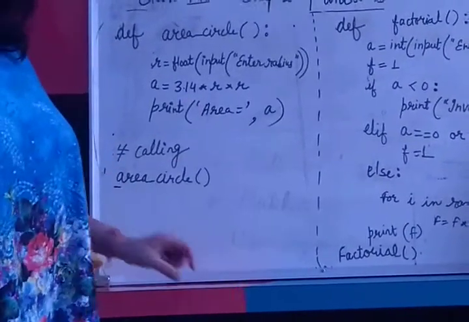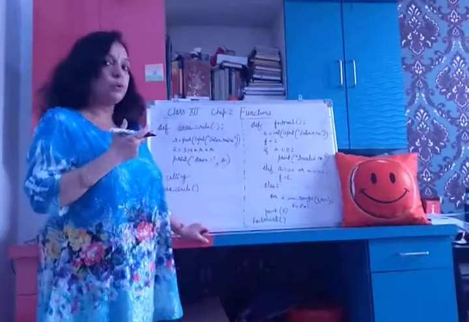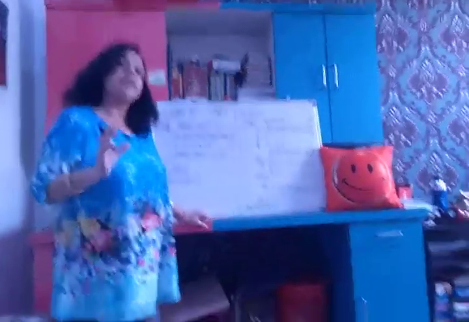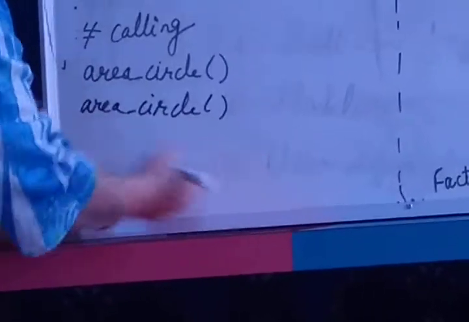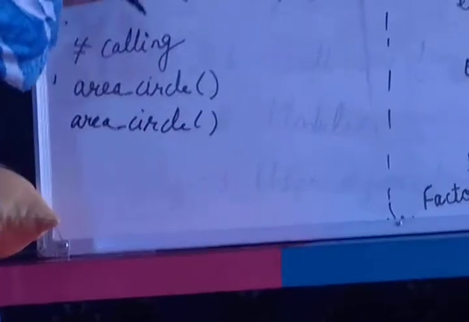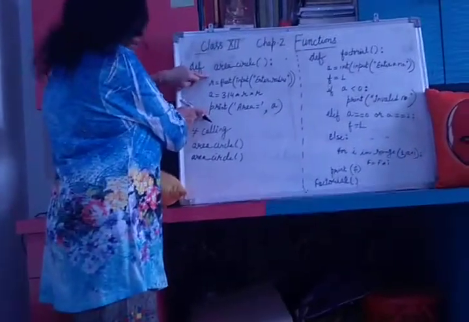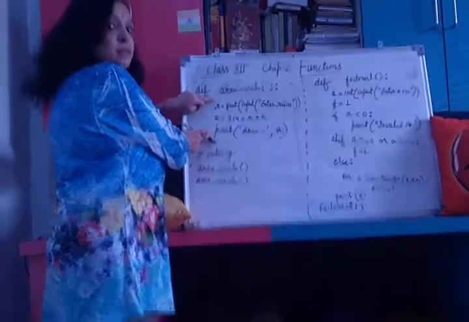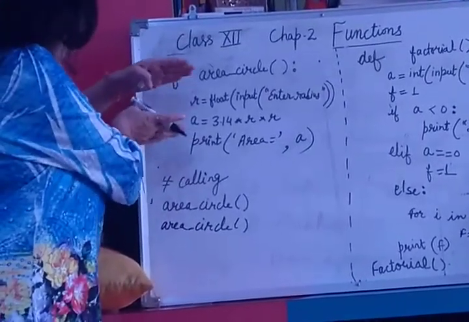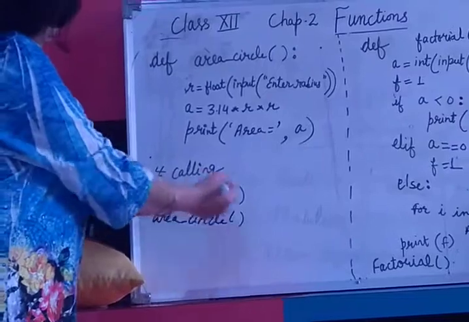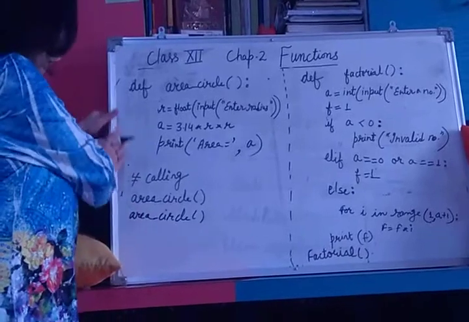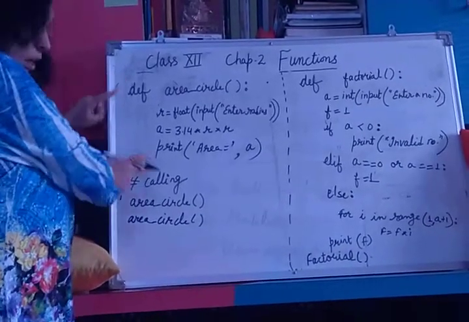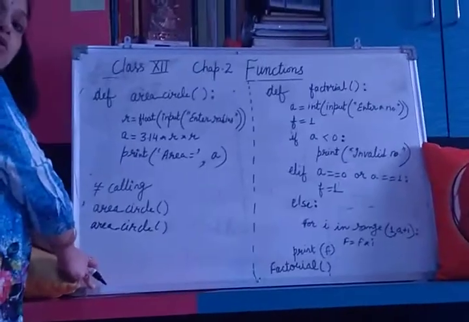If you want to call this function many times, as I told you earlier, you can call a user-defined function as many times as you want. Area circle, area circle, area circle. So what you can notice is, say this function contains only 3 statements, but assume that it contains 30 statements. Every time I don't need to write these 30 statements, I just need to call it with a single statement. So this is the benefit of a function. Define once and call as many times as you want.